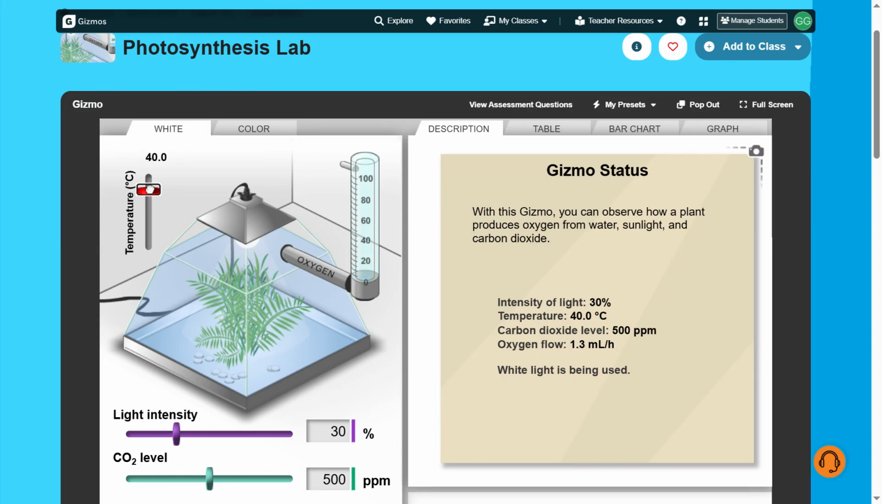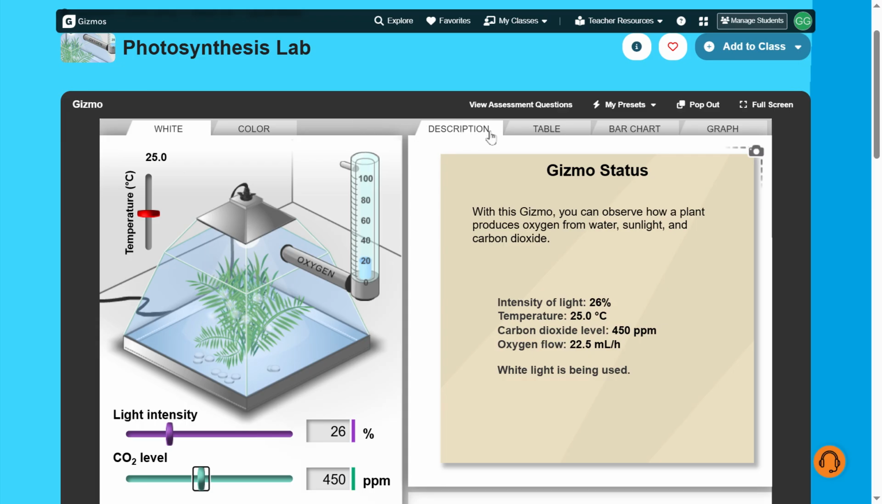We can change the temperature of the water with our aquatic plant. We can change the light intensity, how bright it is, and we can change the level of carbon dioxide that is present in the water available for the plant. We can see bubbles coming from the plant, and that will be the oxygen that is being generated by the plant through its process of photosynthesis.